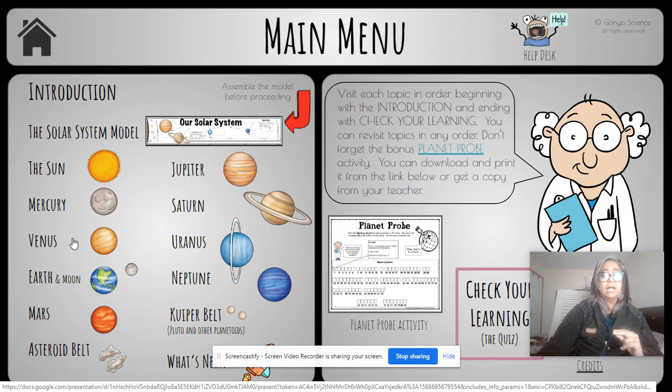And they are in the order of Mercury, Venus, Earth, Mars, Jupiter, Saturn, Uranus, Neptune. Or you can have a mnemonic, right?